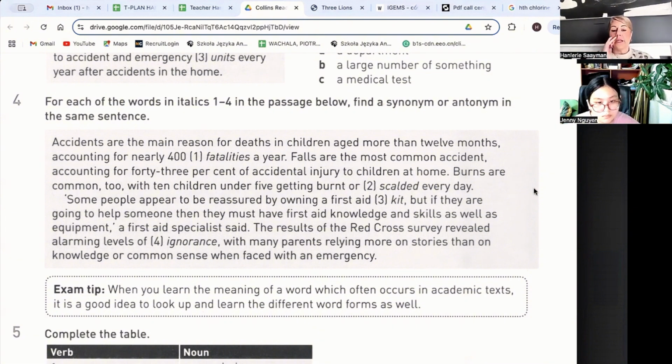So with this, let's have a look at the first one. Fatalities. Okay, what is a synonym for fatalities? So fatal accidents means the people died. So nearly 400 deaths. Okay, so there's a synonym. Fatalities, deaths. What is the opposite? What is the antonym for that?